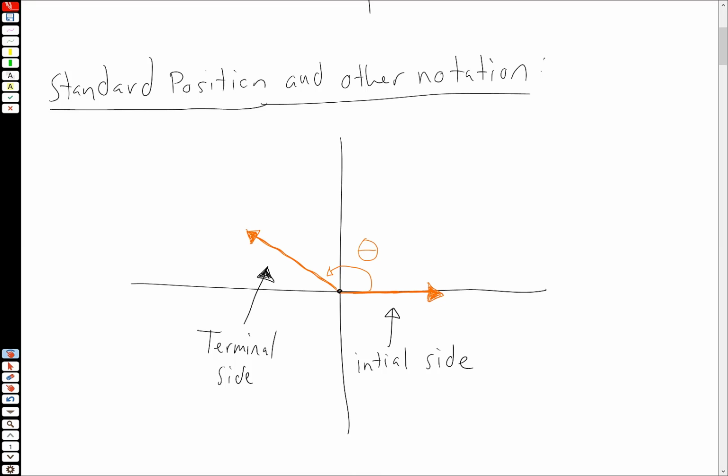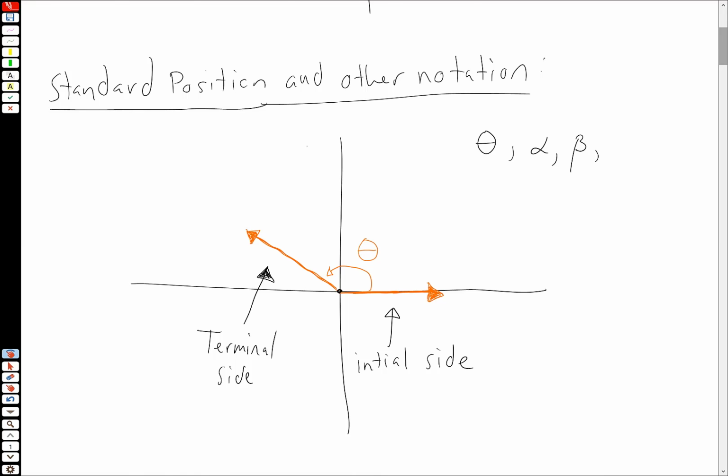Now, normally for angles, theta is common. We might use other Greek letters though. Alpha is common, beta is common. Usually we're going to be using theta though for the most part.